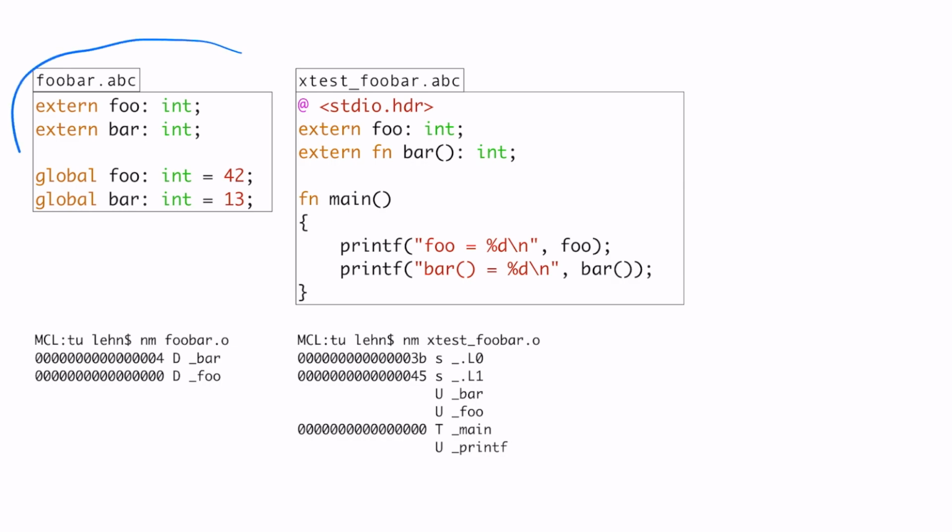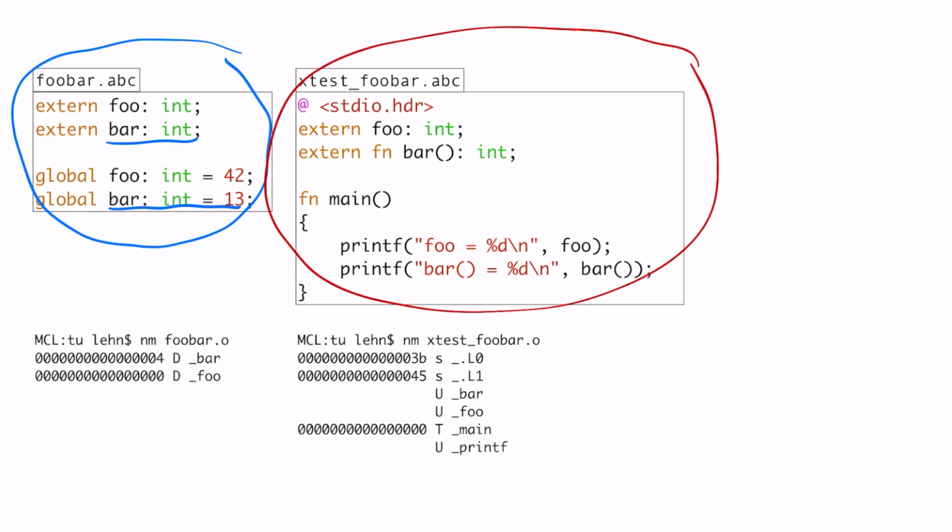Somehow the person who implemented foobar came up with the idea that bar no longer should be a function which always returns just a constant value. The person who implemented this source file changed it into a global variable. Now the person who is using this source file, the person who is implementing this translation unit, did not get the information that bar is now a global variable. Now what happens is the following.